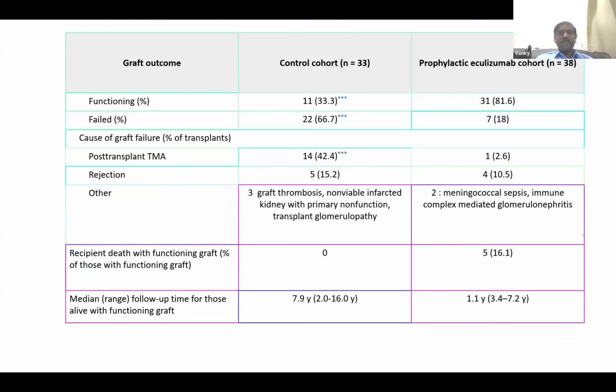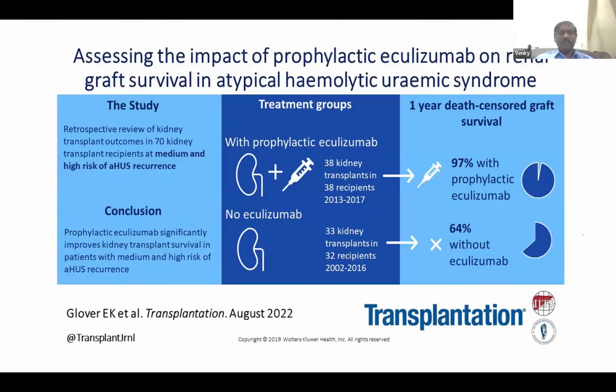So this was the 1 year data. These were the outcomes which were seen. In the control arm, the functioning graft at the end of 1 year was only 11. The failed graft was 22. Among the failed grafts, post-transplant TMA recurrence was seen in 14. This was in the control cohort, which did not receive any eculizumab, where the graft loss percentage was around 42%. Whereas in the prophylactic eculizumab cohort, the total functioning graft was 31, and the graft loss to TMA was only 1.